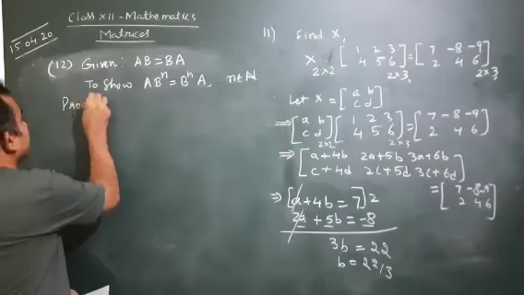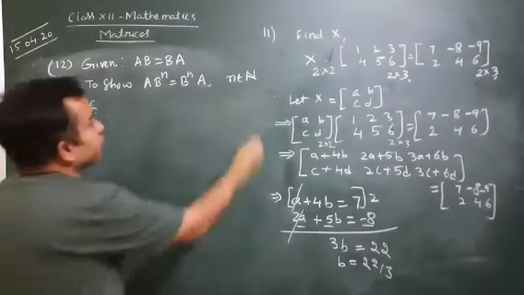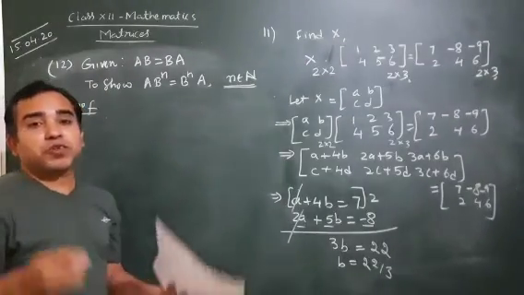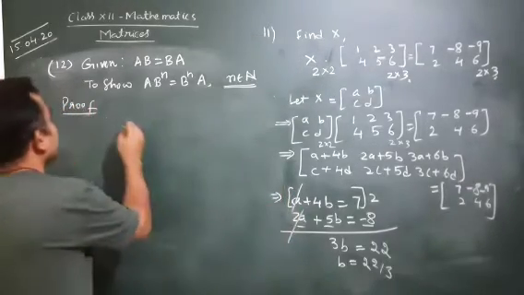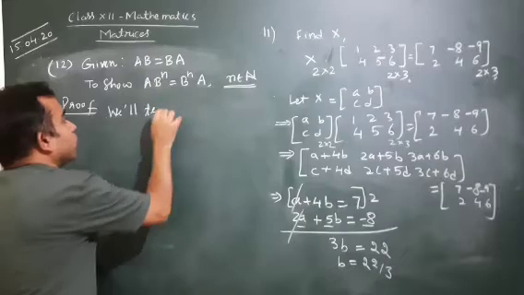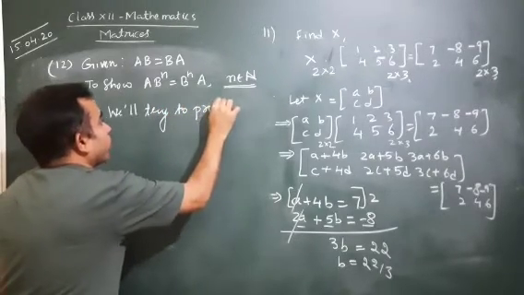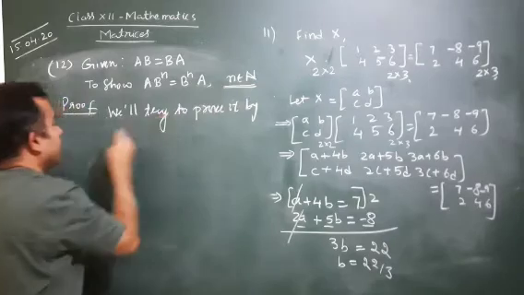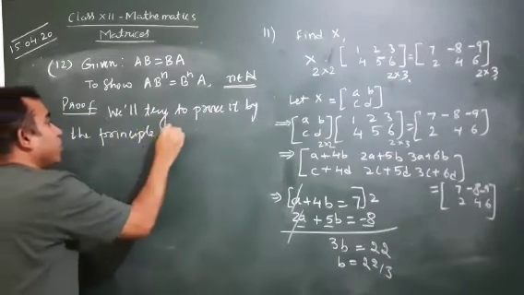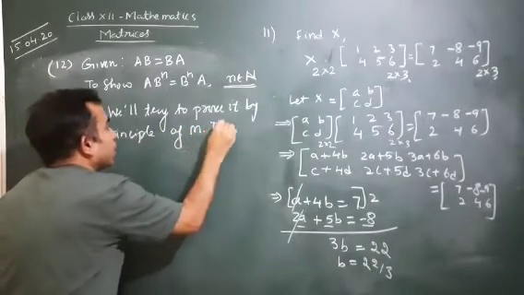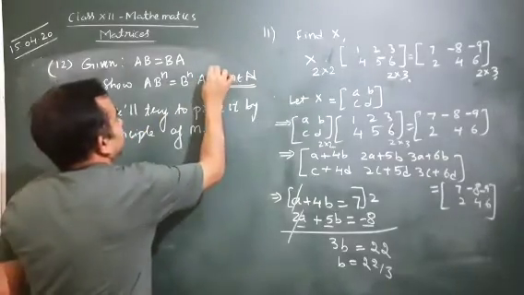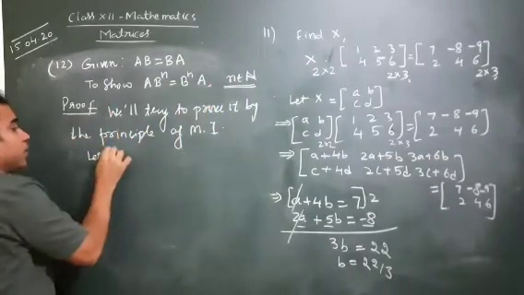To prove this, we have to show that it is true for all natural numbers. So what principle do we have to use? We have to use the principle of mathematical induction. So we shall try to prove it by the principle of mathematical induction. For that, let us give this statement some name. Let it be assumption P(n).